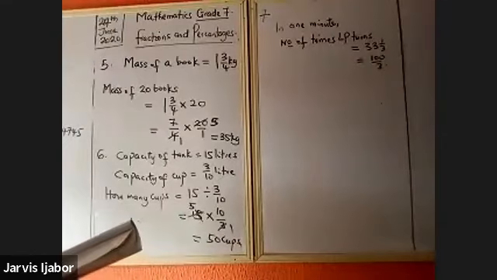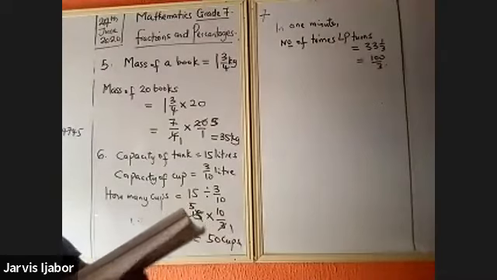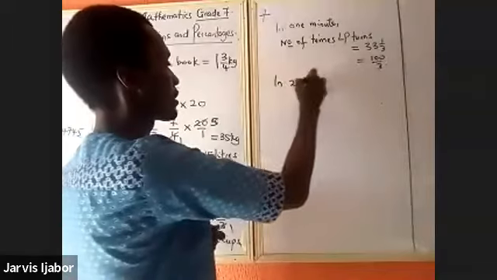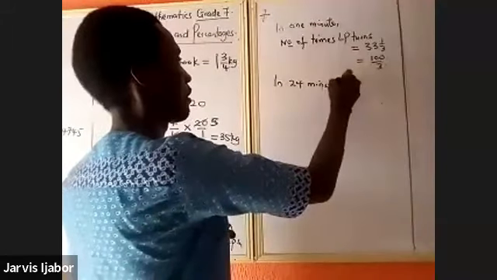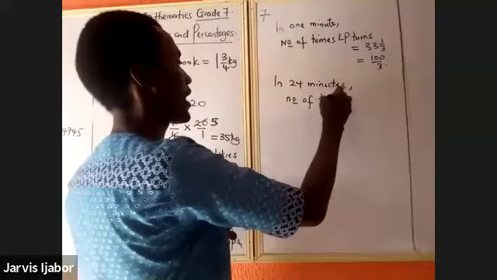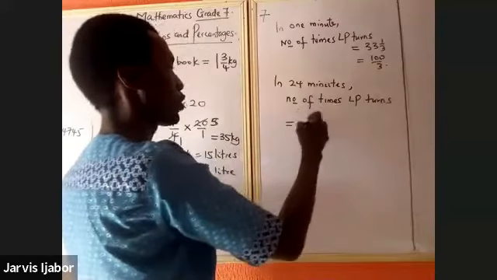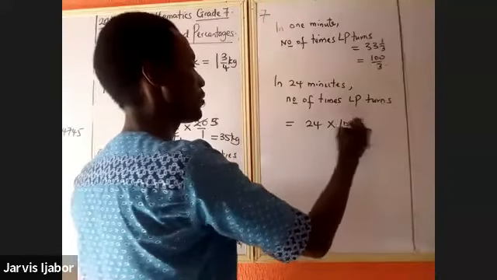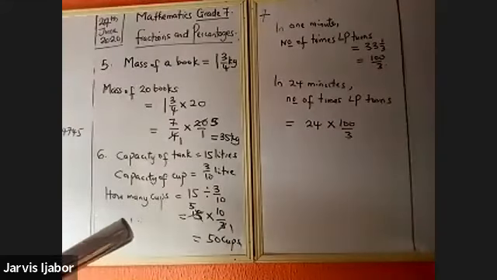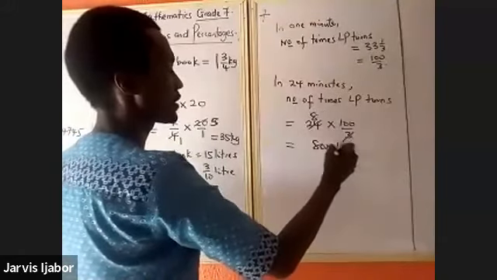Now, the question says, if one side of the LP plays for 24 minutes, so in 24 minutes, the number of times the LP turns will be equal to what? 24 times 100 over 3. How many times will it turn? That will be what? 800 times.